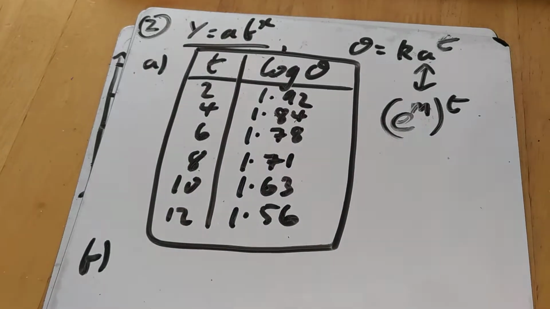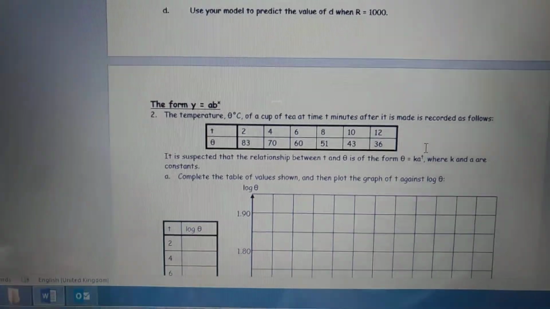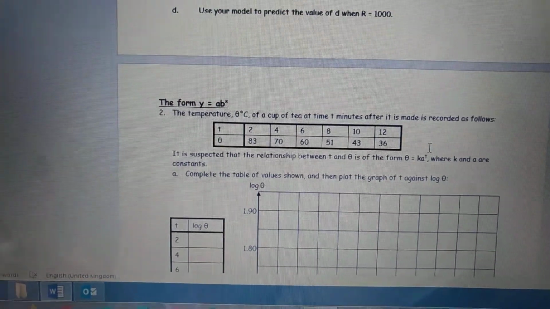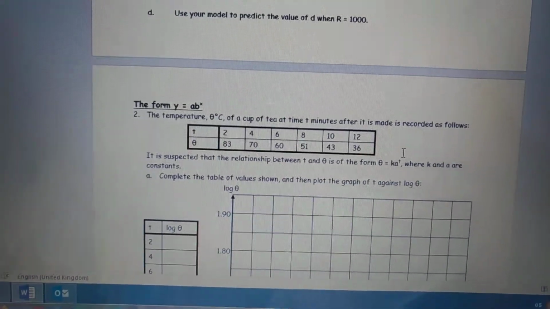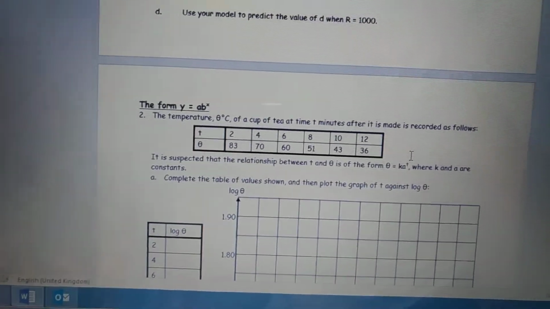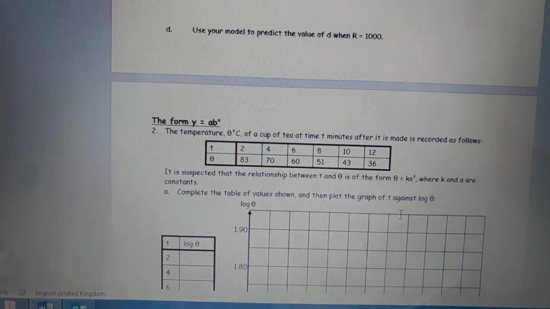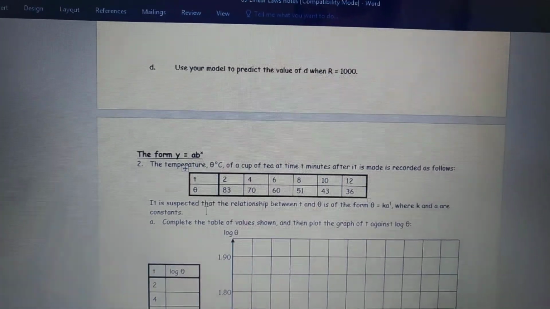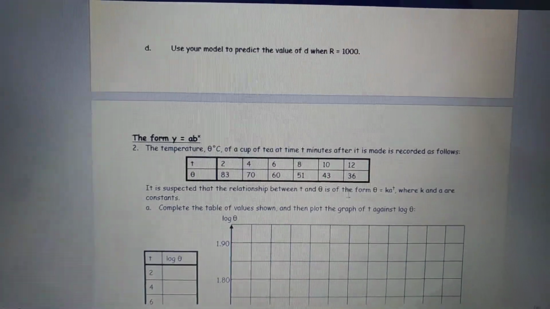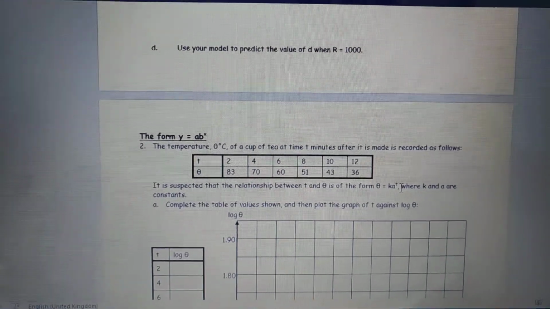So the example in the question has got a table of values. T is the time, 2, 4, 6, 8, 10, 12. Theta is temperature, so it's exponential decay, it's cooling. So it starts off at whatever temperature it did when you put the hot water in, and it will cool down towards room temperature over a period of time. It says it is suspected that the relationship between t and theta is of this form: theta equals ka to the power t. Complete the table of values.